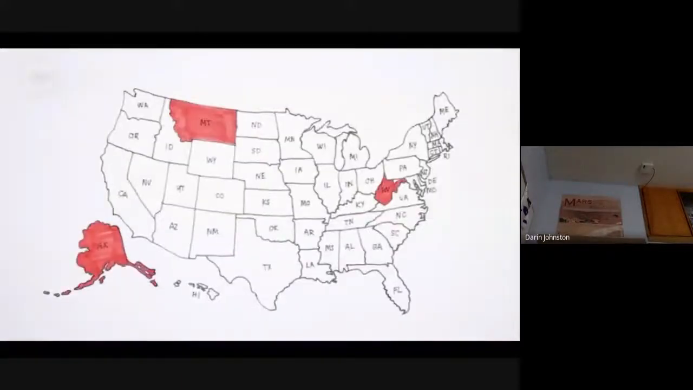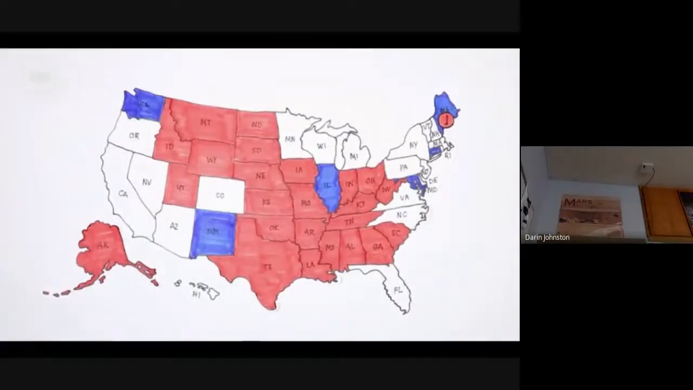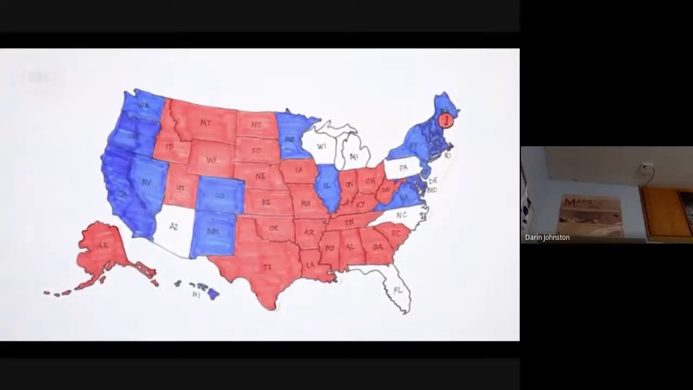Some states have historically voted Republican and are called red states. Others have historically voted Democratic and are called blue states. Some states are swing states, which means voters have swung between Democrats and Republicans depending on the election year.